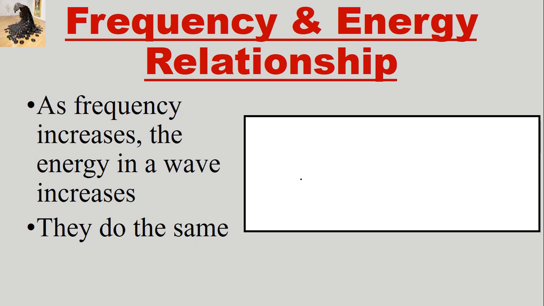So if you remember, I'm going to draw a wave. It's going to be our basic wave. Frequency on these transverse waves is how many top and bottom pairs you have. This one has 2, so this is 2 hertz. What we know is as frequency increases, energy of the wave increases, and also the reverse. As energy in the wave increases, frequency increases. They do the same thing.